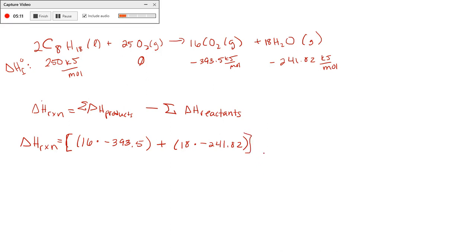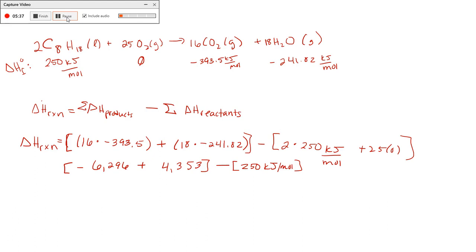Okay, so there's our products, and then I'm going to make another bracket for the reactants. So my reactants here are 2 of these, plus 25 oxygens, which is 0. Okay, so I did some math for us, and so this simplifies to just 2 terms. Oops, except I messed this up. Hang on. So here, this is actually 500 kilojoules per mole, because 2 times 250.